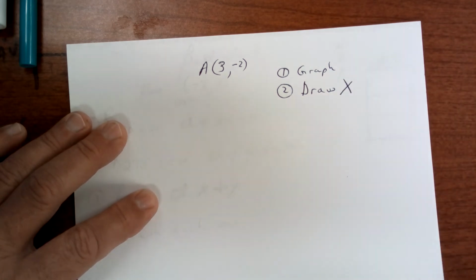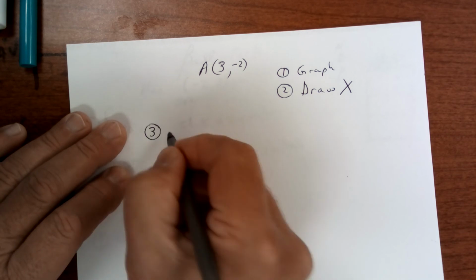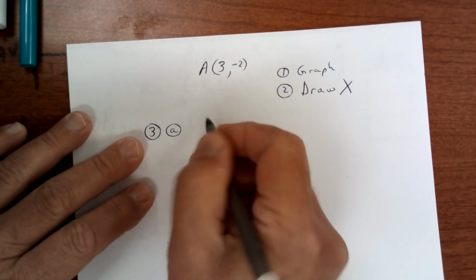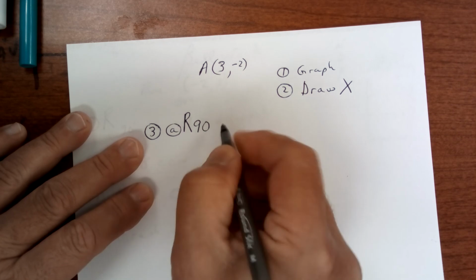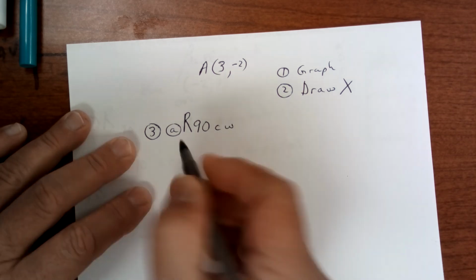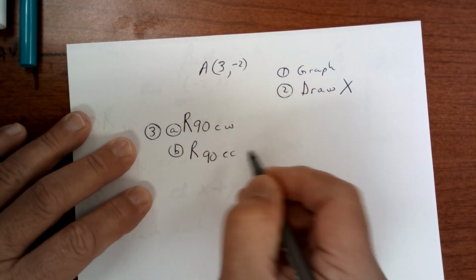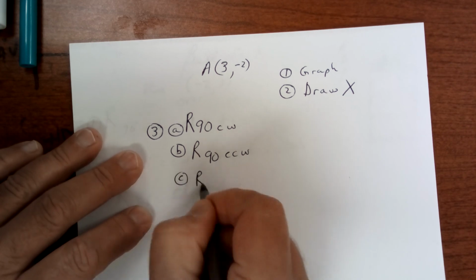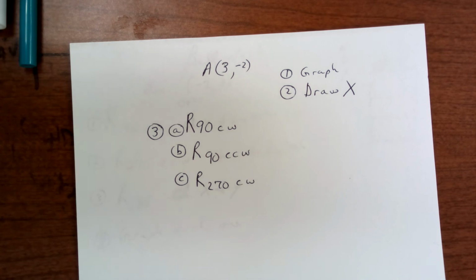Okay, and then I want you to go number 3. After you graph it and draw the X, I want you to rotate it 90 degrees clockwise, then rotate it 90 degrees counterclockwise, and then rotate it 270 degrees clockwise. Okay, do that right now, just like I did on the board earlier.